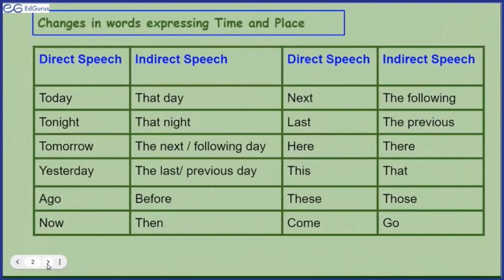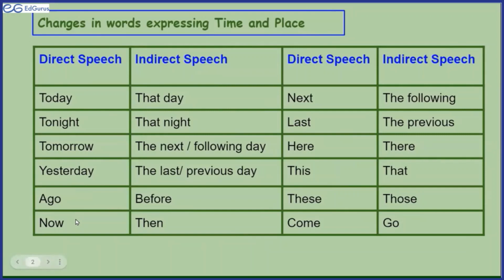Here is the chart. You see this table very carefully. This table is suggesting the words which express time and place and how they are changed into indirect speech. In the direct speech, in this first column, you find the words that express time: today, tonight, tomorrow, yesterday, ago, now.